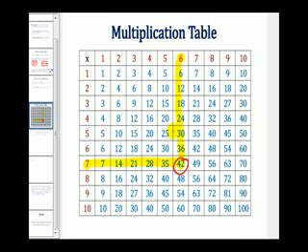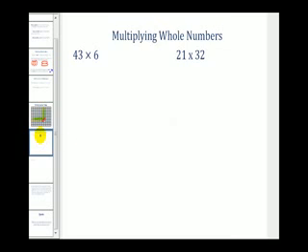And this does occur twice in this table due to the commutative property of multiplication. Meaning if I select the 6 from this row and the 7 from this column, of course the product is still 42. So you may find this table very helpful. Let's go and take a look at some examples.